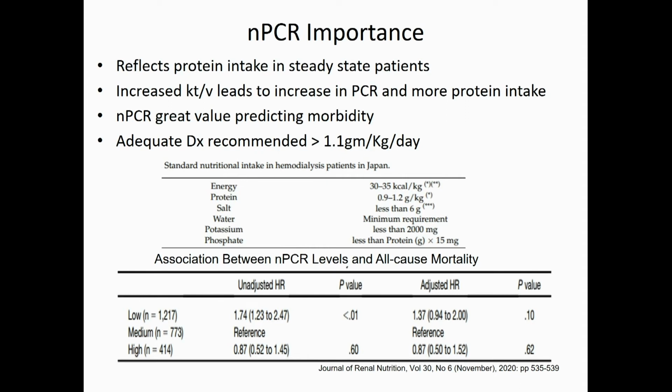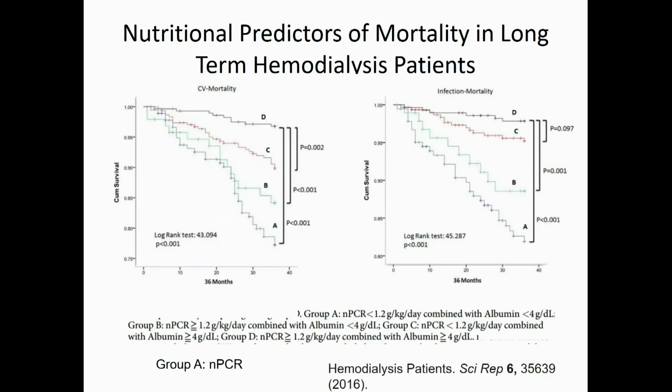If your albumin is lower, less than 4, then you have an increased mortality, even though your PCR is good. So you have to take multiple parameters. If you see the high as compared to low, the unadjusted RR is very high, the hazard ratio is significantly high, so more mortality. So the protein has to be good, around 1.2 gram per kg.